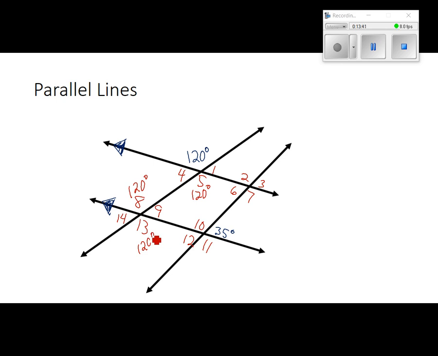Tell me another one. What do you know about this angle and angle 1? They add up to 180, they're supplementary, so what's 60. Then what? 9 is 60. 4 is 60. 14 is 60. Right. So we now know all of that part.